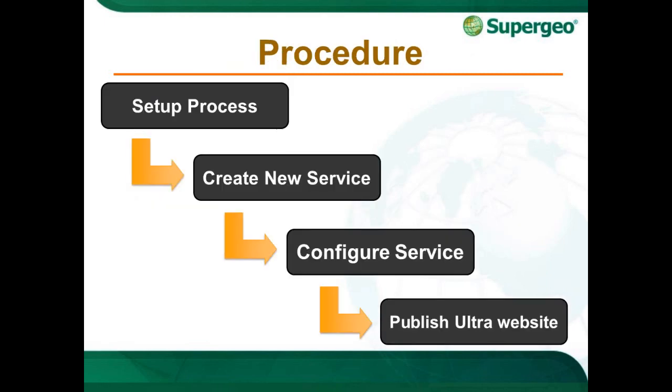So about the procedure, we have 4 different steps to build up this geoprocess and publish it. We're going to set up the process first and create a new service, then we're going to configure the service on the server, and finally we're going to publish a website.